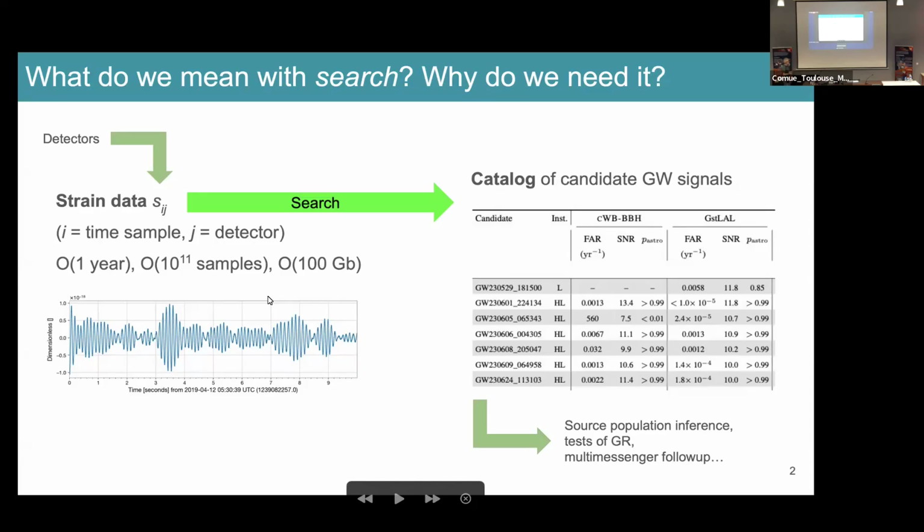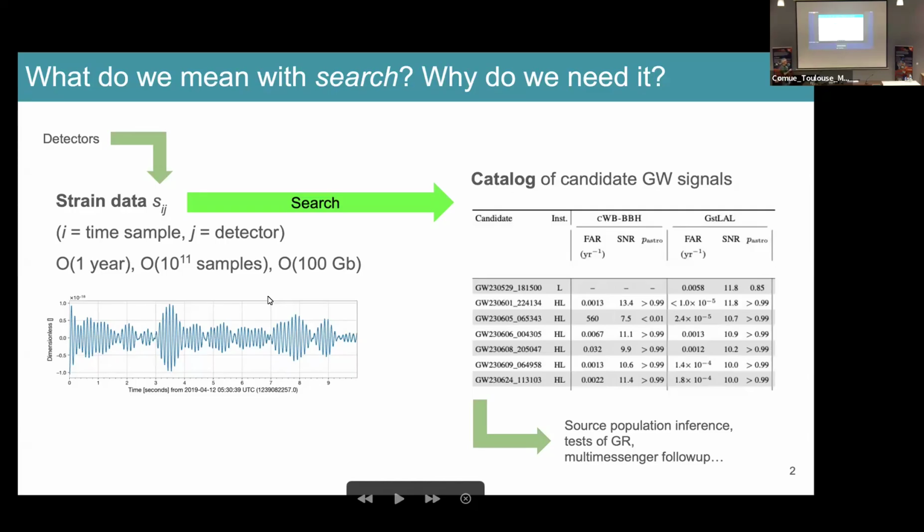So what we rather want is not this kind of data. We want data that looks like this, which is a catalog of candidate gravitational wave signals. So basically a list of potential CBC events with some properties each. For example, we want to know how sure we are that a particular candidate is in fact a gravitational wave signal and not the result of detector noise.